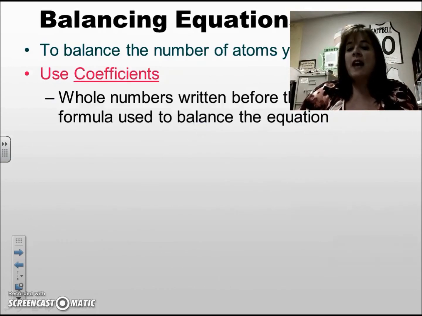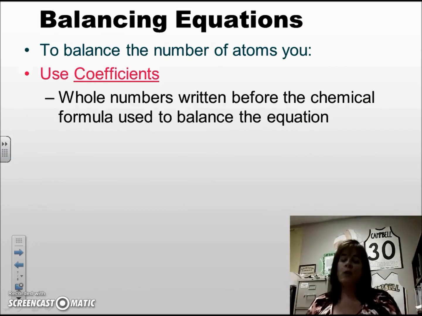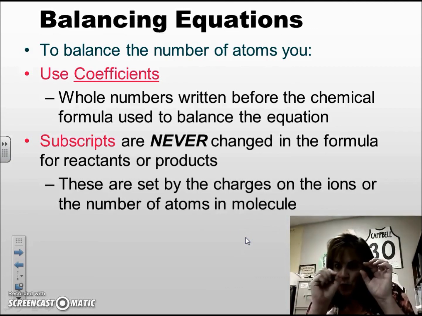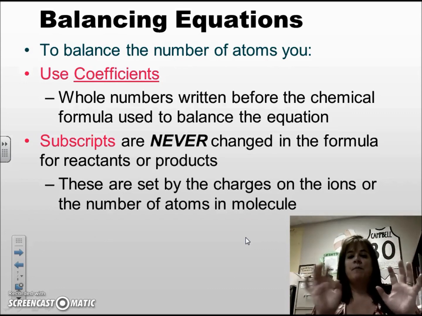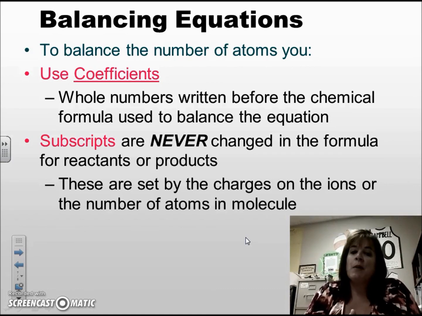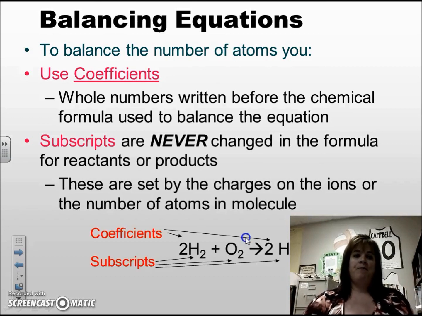So in order to do that, we use something called a coefficient. So when we balance atoms, we use coefficients. And coefficients are just whole numbers that we put before a chemical formula. Never, ever change the subscripts. The H2O, the little 2 there, or the O2, never change those. Remember, subscripts come from the actual balancing of charges in a chemical formula. So never mess with those.